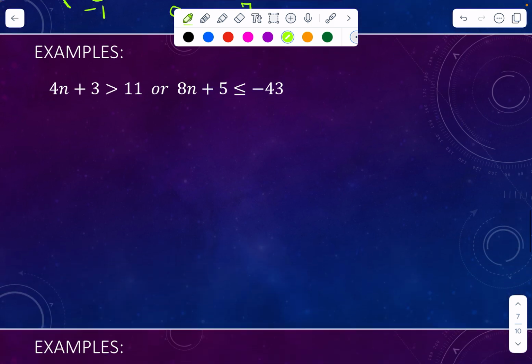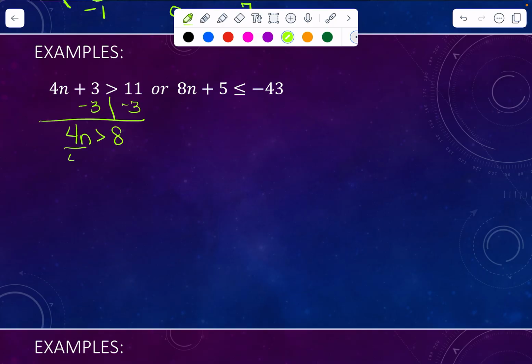Okay, let's try one more. So we're going to start here. I'm going to minus my 3 from both sides. So I get 4n is greater than 8. I'm going to divide that by 4. So n is greater than 2. I then come down here to the graph. I'm going to go negative 2, 0, 2, open circle, shade it to the right.